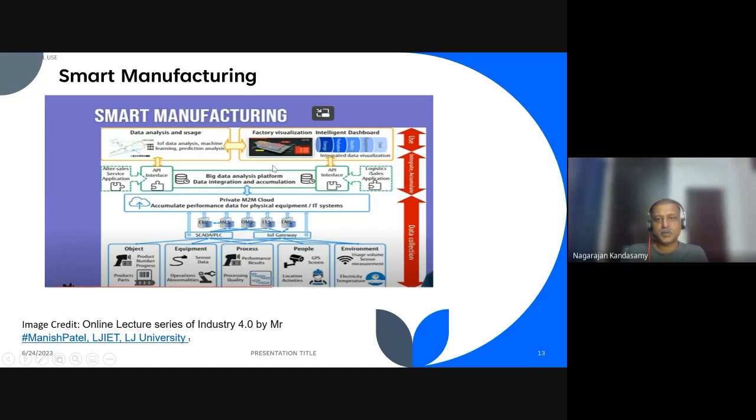And use those options available in the cloud to analyze your data and get some meaningful results, which would improve your shop floor or manufacturing. So that is a very precise, very brief overview about smart manufacturing.